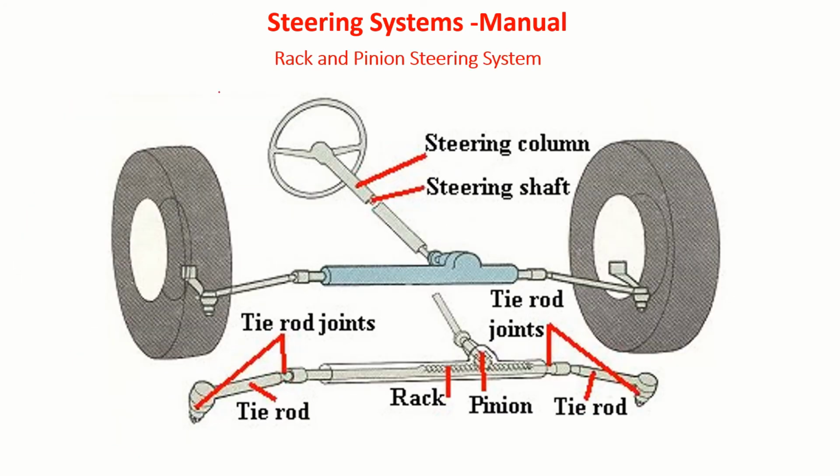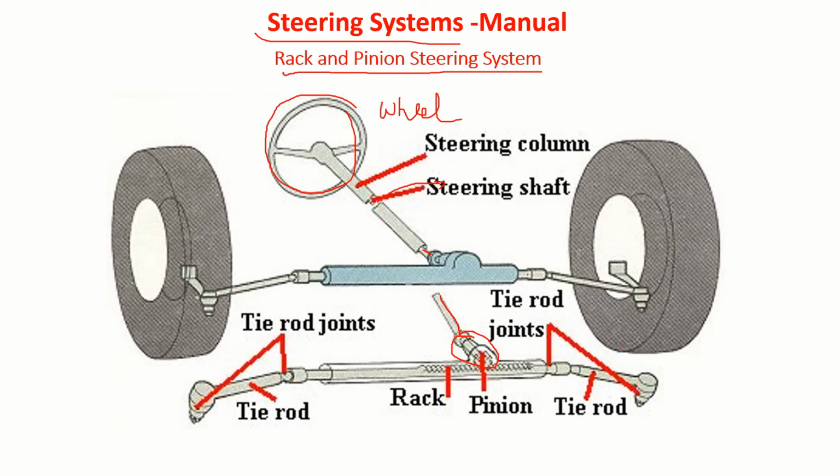Now here I have just explained the steering systems. One of the steering systems, which is the most popular one, is the rack and pinion steering system. In a rack and pinion steering system, you can see this is the steering wheel. Then you have a steering column, and through the steering column, a steering shaft passes. This is the steering shaft. At the end of the steering shaft, a pinion is connected.